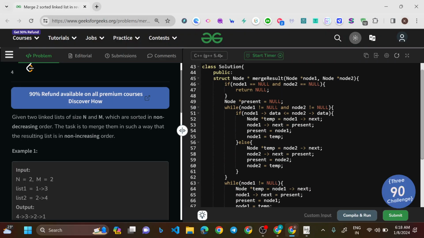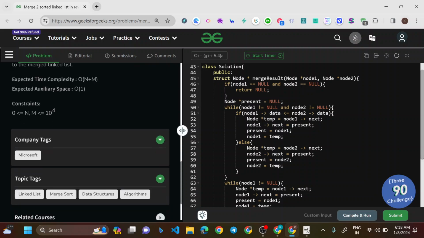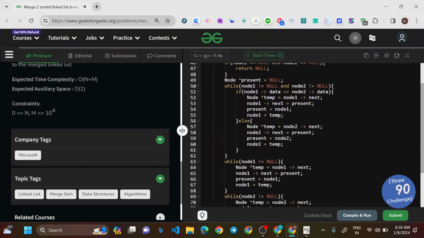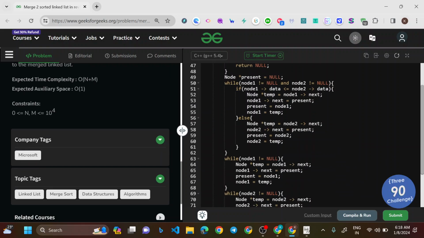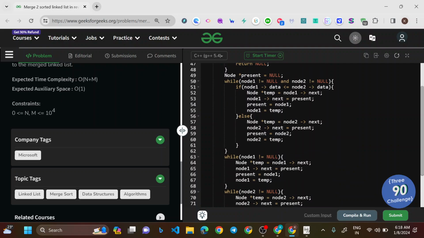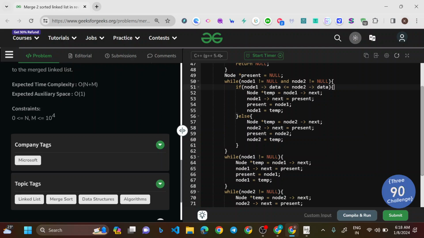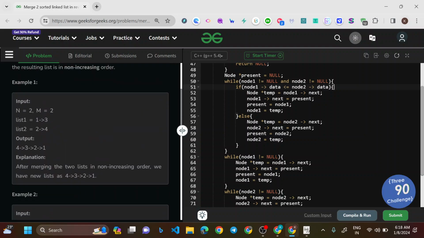So first point: if node 1 equals null and node 2 equals null, return null. That's for sure, because your n and m can go from 0, so both of them can be empty linked lists. Now first, node present equals null. Now while node 1 is not equal to null and node 2 is not equal to null, if node 1 data is less than or equal to node 2 data, you can compare with the first example.